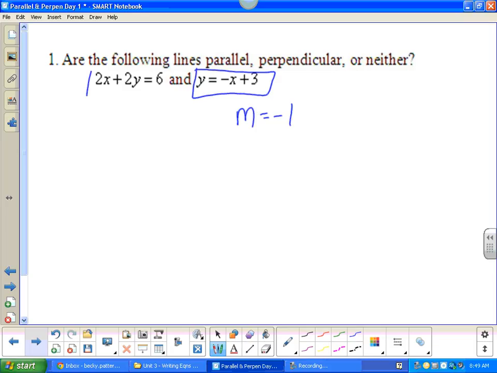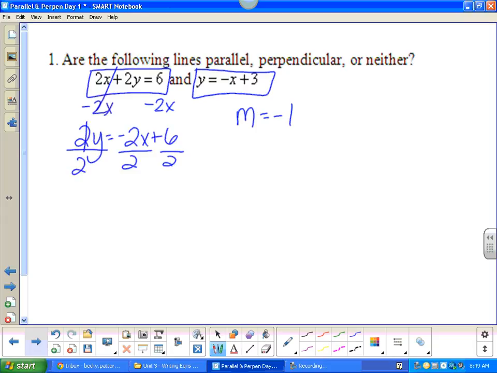But this guy right here, I don't know what his slope is yet because he is not solved for y. So I have to solve him for y. So his slope is a -1. So their slopes are the same. So this is when you would normally say, hey, they're parallel.